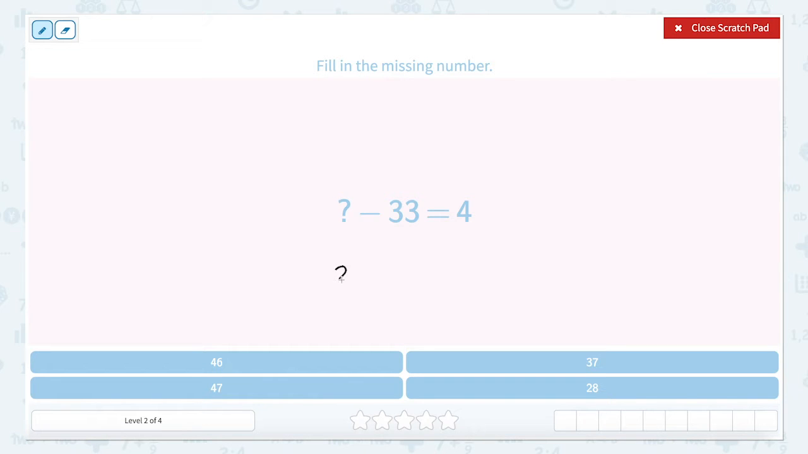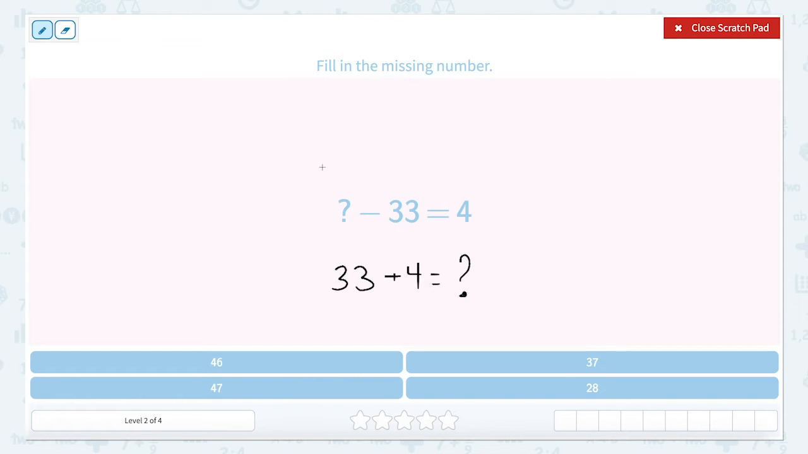So instead of looking at it as blank minus 33 equals 4, we could also look at it as 33 plus 4 equals question mark. So now we can solve the problem this way. 33 plus 4 equals 33, 34, 35, 36, 37. So we're looking at 37.